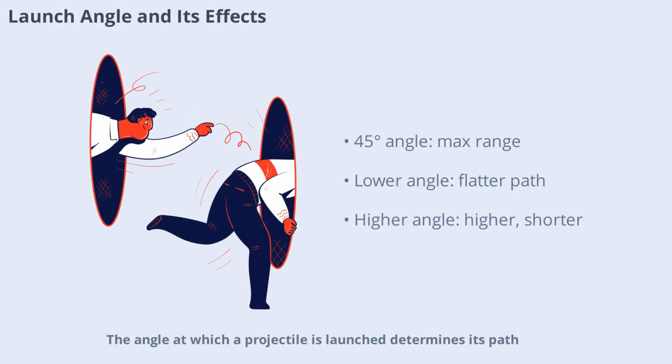The angle at which a projectile is launched determines its path. A 45-degree angle typically gives the maximum range for a given speed, assuming no air resistance. Lower angles produce flatter, shorter trajectories, while higher angles create steeper, higher but shorter paths. Understanding the optimal angle is essential in sports like soccer, basketball, and golf, where maximizing distance or height can make all the difference.